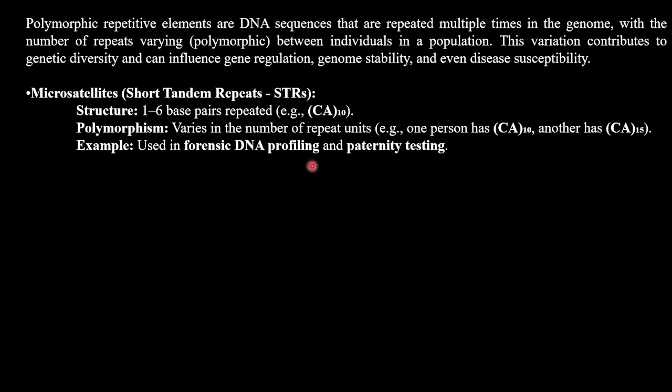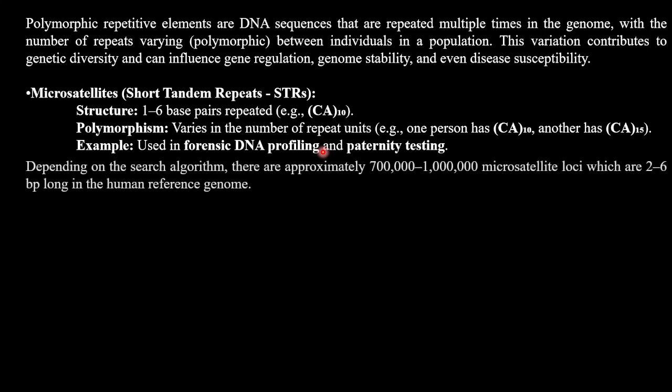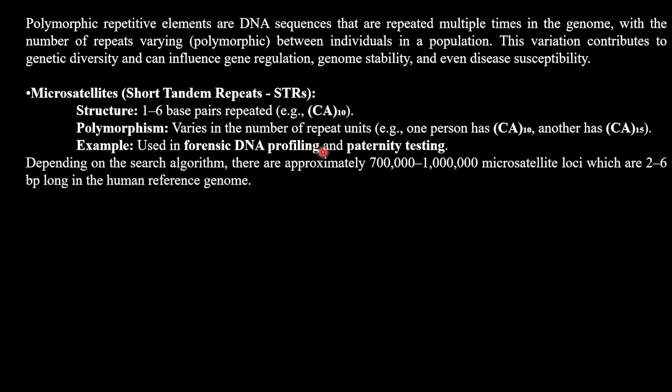So, how many kinds of repetitive elements are there? One is the short tandem repeat, STR, also called microsatellites, 1 to 6 base pairs long. One person can have 10 repeat units, another person can have 15, like that. They are used in forensic DNA profiling. One individual will vary from another individual on the basis of these repeats, and also for paternity testing, to check whether the child belongs to the same parents or not.